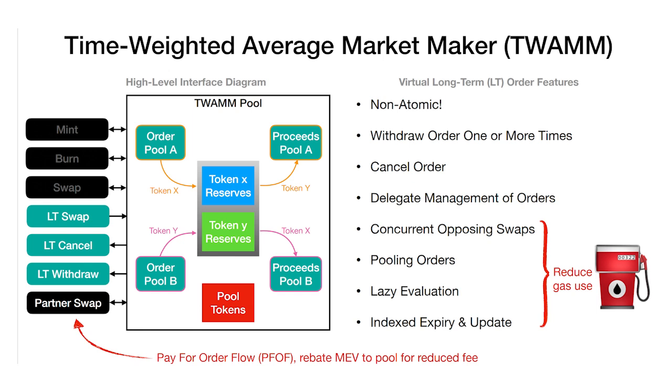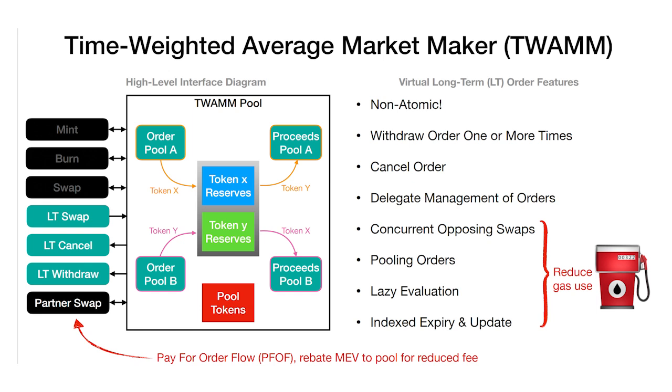So when you put an order in, it doesn't execute immediately. It's not atomic. It executes over time. And your order's capital is stored in this order pool. Then it slowly moves across into the proceeds pool where you're able to withdraw it. So just some major features to highlight. It's non-atomic, so it's occurring over time, not just in one transaction or one block. You can withdraw your order one or more times.